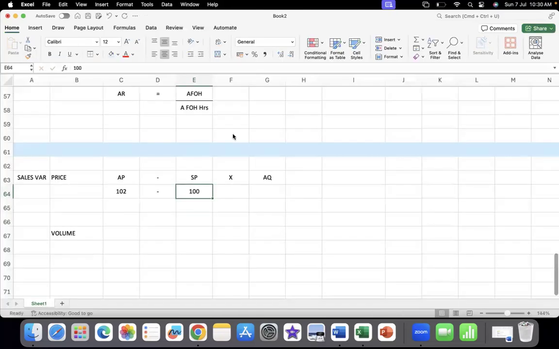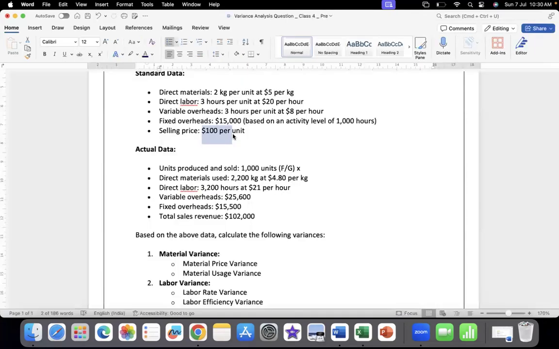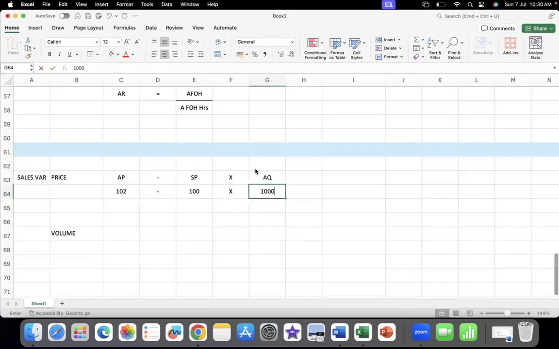So you decided that you need to sell the product at 100, but due to a sudden increase in the demand and shortage of the supply of a particular product, you found that there is an opportunity that you can increase your selling price. So you increase it to 102. How much was the actual quantity you sold? Actual quantity you sold was 1,000 units. So the difference of 2 on every unit would be your profit, or your favorable variance.